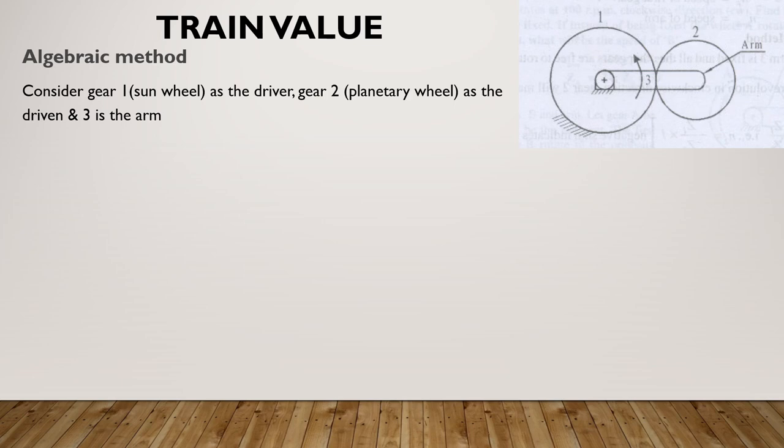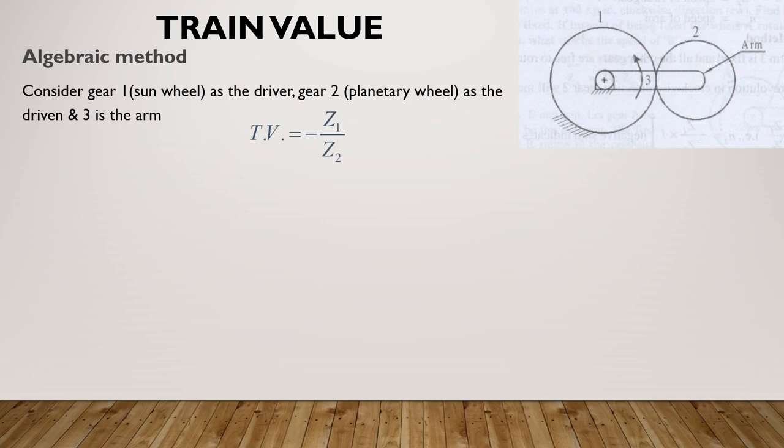So consider gear 1, which is a sun wheel, and driver gear 2, which we call the planetary gear, and the arm 3. Here, if you write the train value of this combination, the expression is minus z1 by z2. Train value, what do you mean by train value? It is the speed of driven gear to driver gear. So if you write it in terms of number of teeth, it will be driver by driven.